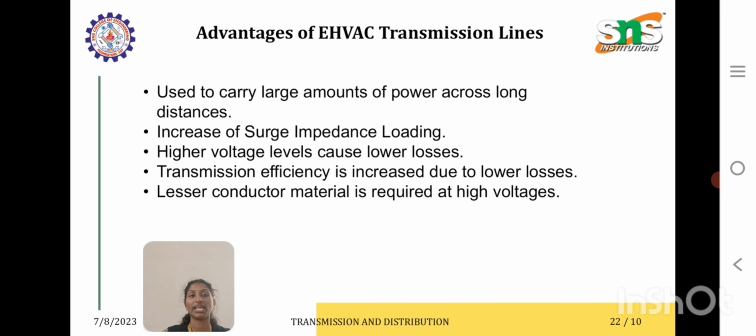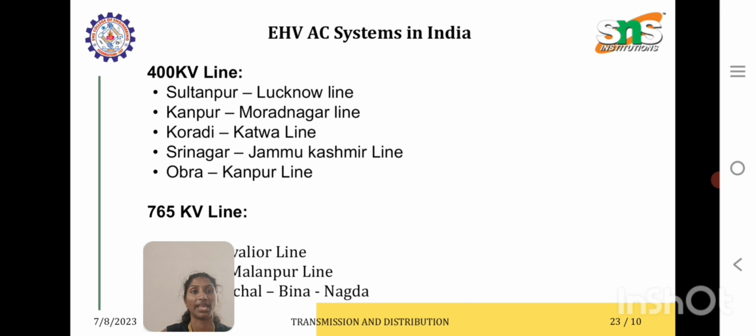So what are the advantages of EHV transmission lines? It is used to carry a large amount of power across long distances. It increases surge impedance. High voltage levels cause lower losses. Transmission efficiency is increased due to lower losses. Lesser conductor material is required at high voltage. So this is the main advantage.